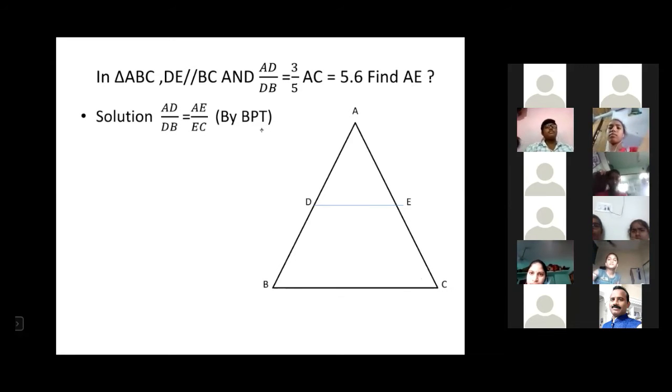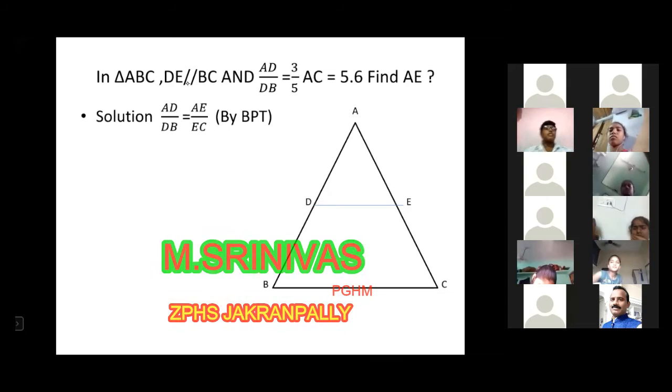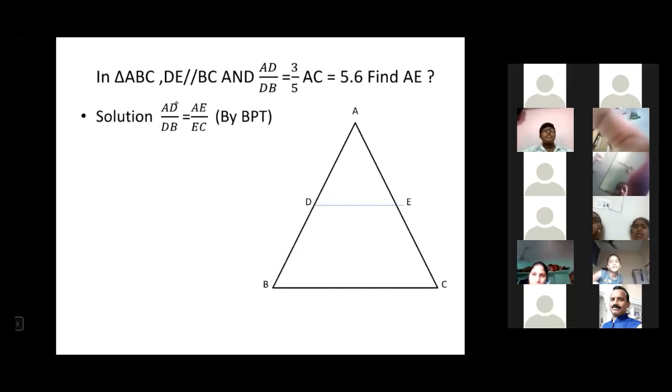Now solution. Because DE is parallel to BC, it comes under the first theorem. According to the basic proportionality theorem, AD by DB is equal to AE by EC.